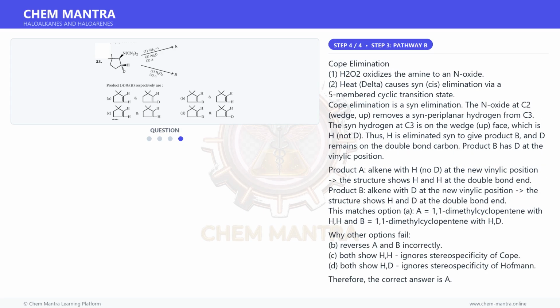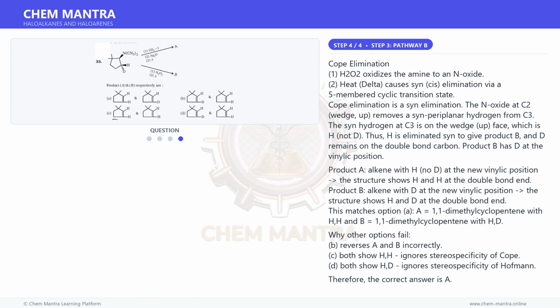And for the final step. Cope elimination. 1. H2O2 oxidizes the amine to an N-oxide. 2. Heat, delta, causes syn elimination via a 5-membered cyclic transition state. Cope elimination is a syn elimination.